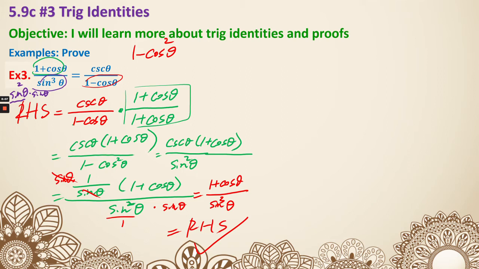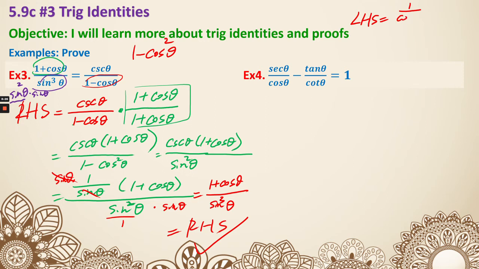Next, example 4. So this one, there's not much we can do to begin with. So I'm going to just start by rewriting everything using sine and cosine. Since I may need space for example 3, I'm going to write on the top right here. Start on the left-hand side.